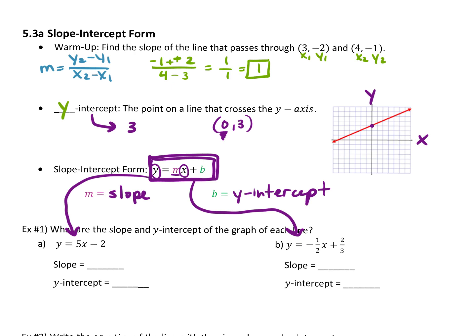So this first question says, what are the slope and y-intercept of the graph of each line? So if we were to graph this, we would use a slope of 5. And then this one, it's not a y-intercept of 2, it's actually a y-intercept of negative 2, which I think is fairly intuitive, right? Okay, so tell your neighbor on letter B, what is the slope and what is the y-intercept?